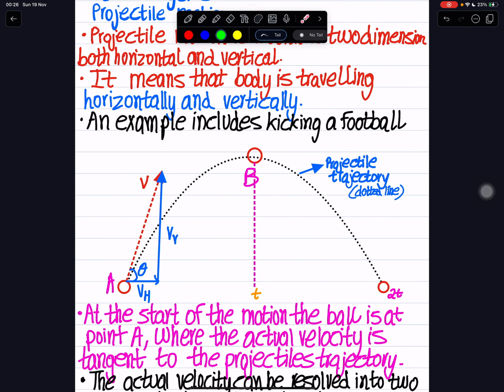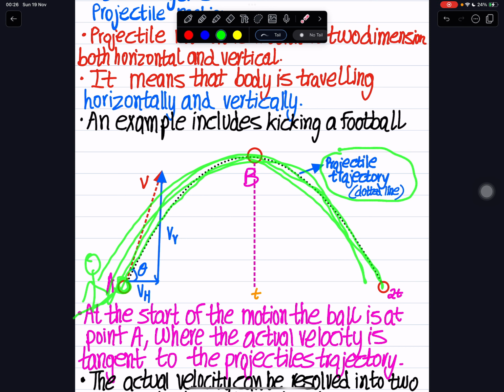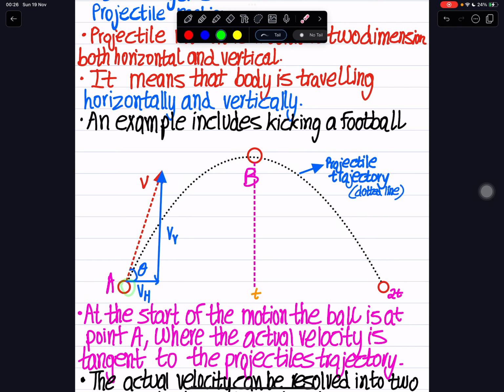For example, this is a football over here, right? And this is a person standing over here, and he kicks the football, and the football will travel up and then it will come down. So the path that the football is following is called the projectile's trajectory. When a football is kicked from here, it is following this path, which is called the projectile trajectory, which I've shown through the black dotted line, right?